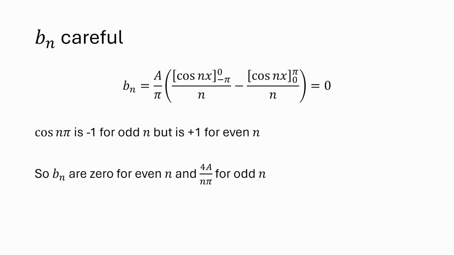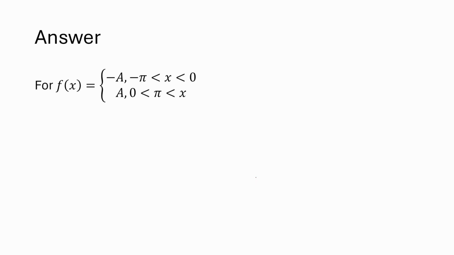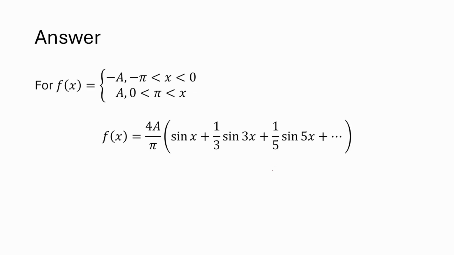So now keeping track of the fact that a naught is 0, all of the a coefficients are 0, the even numbered b coefficients are 0, but the odd numbered b coefficients, so b1, b3, b5, are not 0. Now we can write down the Fourier series for this square wave.